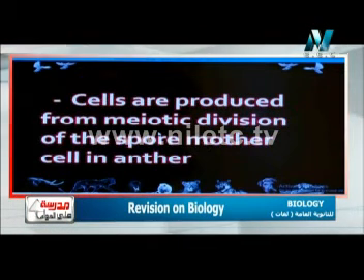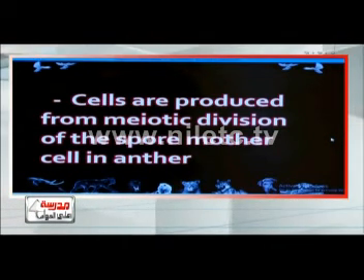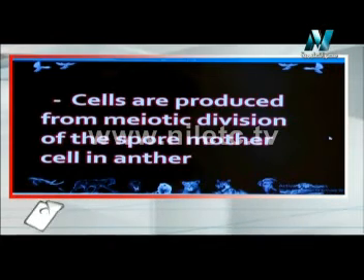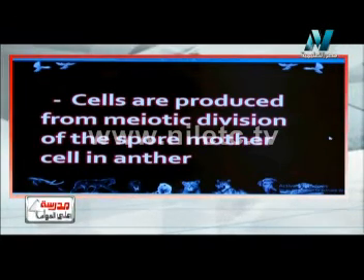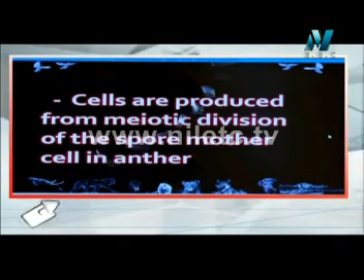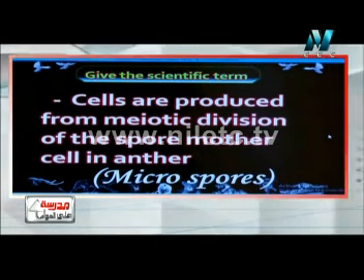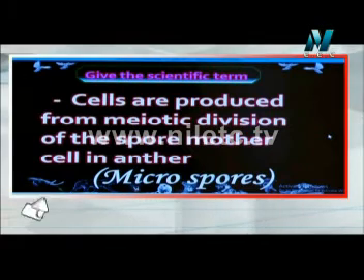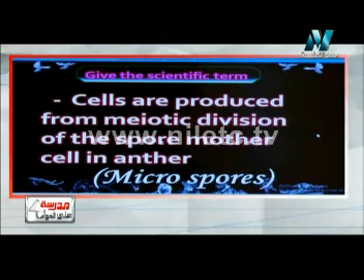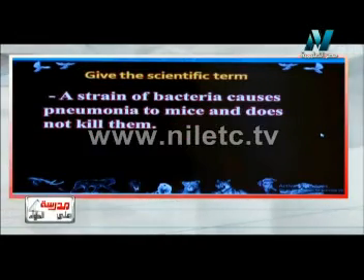The next, give the scientific term. Cells produced from the meiotic division of the spore mother cell in the anther. The spore mother cell in the anther is divided by meiosis to produce 4 cells, each called a microspore. So the answer is microspores. The microspores are 4 haploid cells produced as a result of meiotic division of the spore mother cell in the anther.